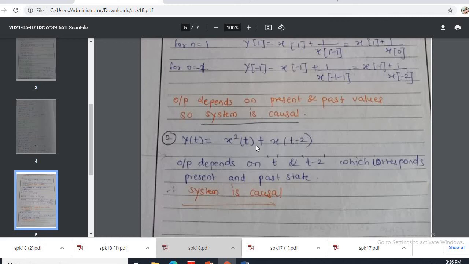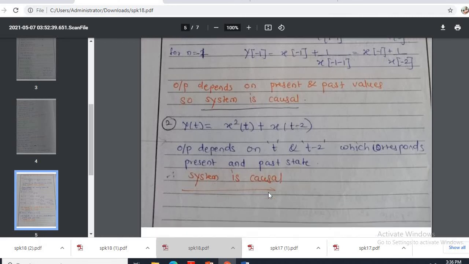Now here it is x square t plus x of t minus 2. Since only t and t minus 2 are involved, t corresponds to present state and t minus 2 corresponds to past state. So therefore the system is said to be causal.